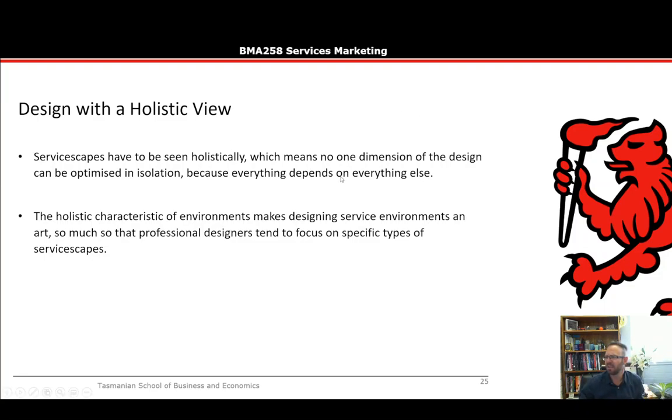So they have to be seen holistically, which means not one single dimension of the design can be optimized in isolation, because everything depends on everything else. The holistic characteristic of the environments makes designing service environments an art. So the science often focuses on the individual elements. The art is combining those together to make it creative and expressive and get the results that we want. So much so that professional designers tend to focus on specific types of servicescapes. And this is a really growing area of not only marketing but also architecture. So it's kind of the fusion of architecture and consumer behaviour, which is part of marketing, right?